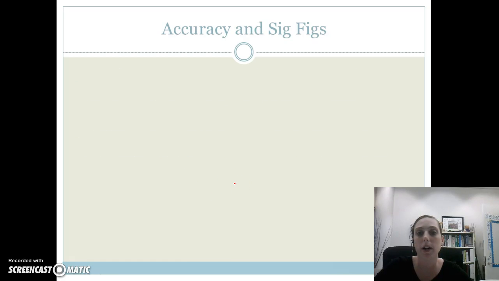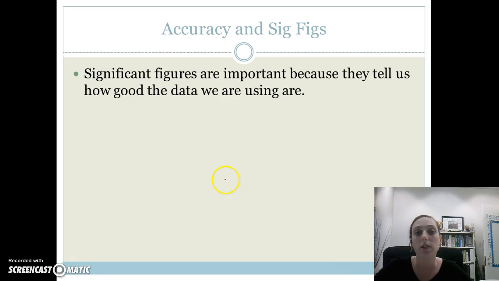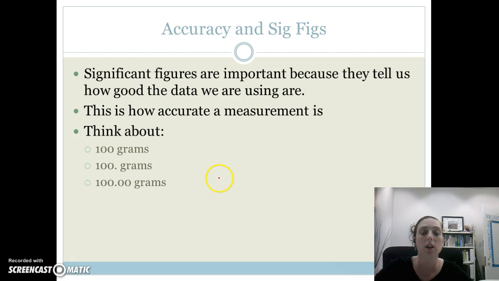Okay, accuracy. Why is this even important? Well, sig figs tell us how good our data is. So whenever we took that measurement, how accurate was it? How reliable was that information? So let's take a look at these three things. They each say 100 grams, but what's different about them?